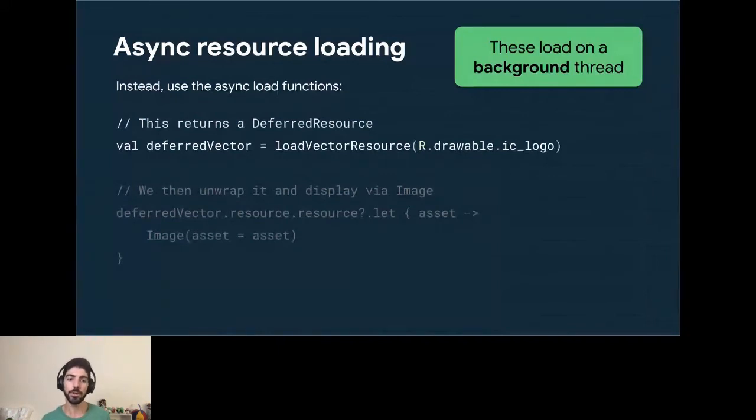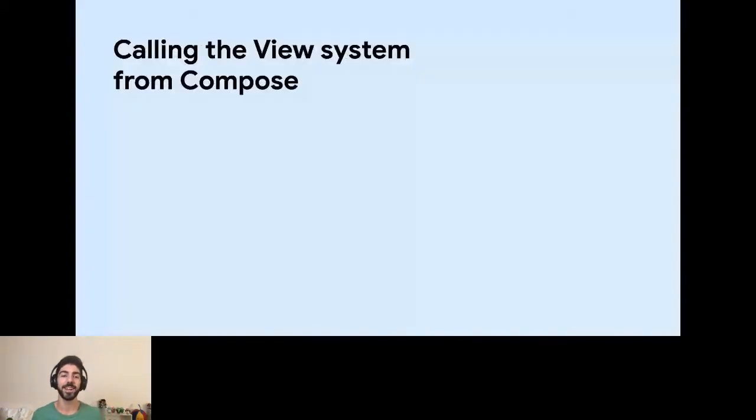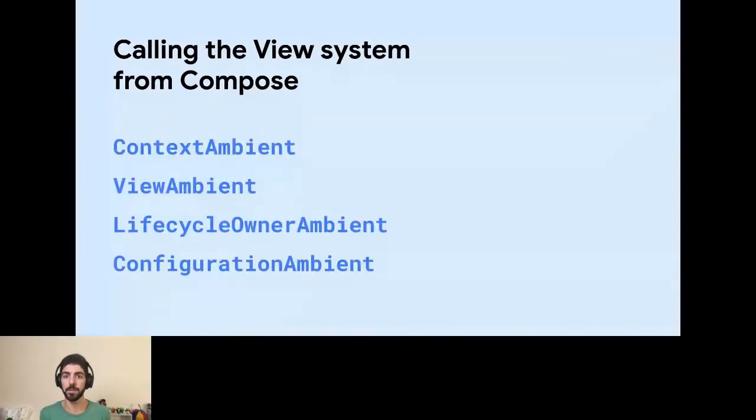Cool. So I introduced the next topics a little bit before. Let's say you want to call the view system from Compose, right? I said that there were some escape hatches, and those escape hatches are with ambients. And an ambient is basically kind of like a service locator, where at some point you can update them in parts of your hierarchy to get a new value.